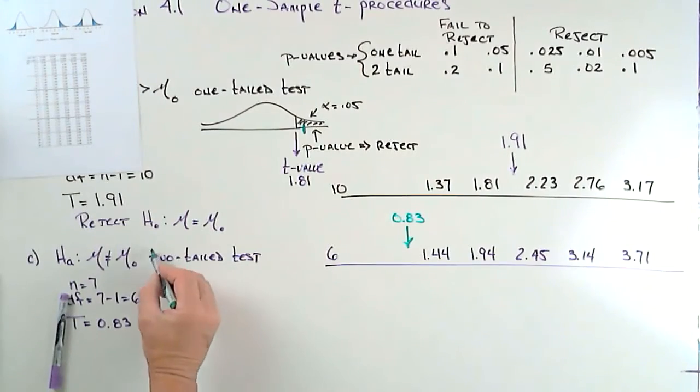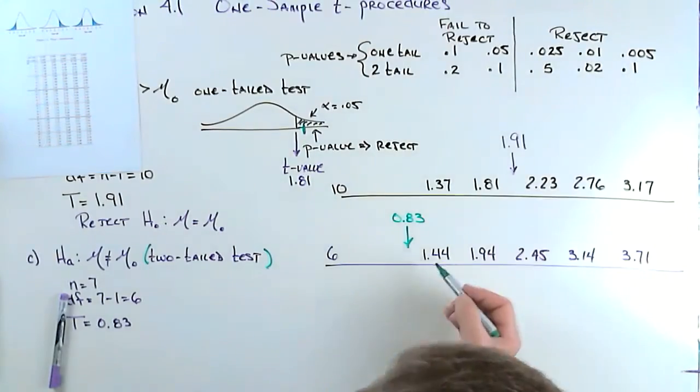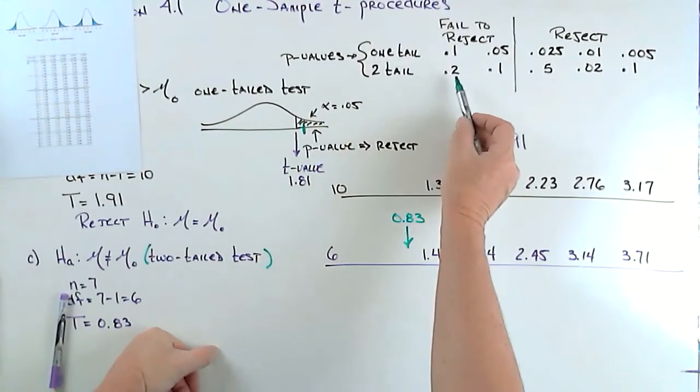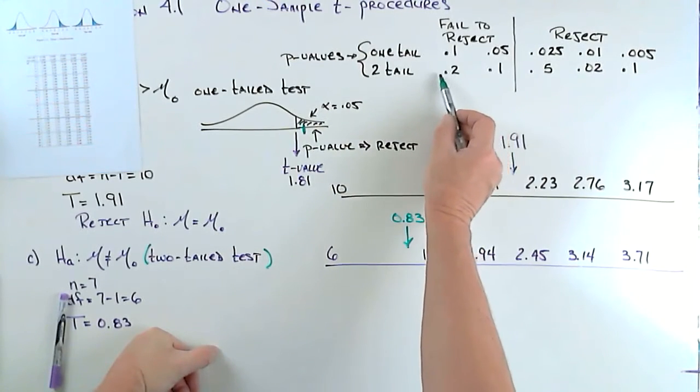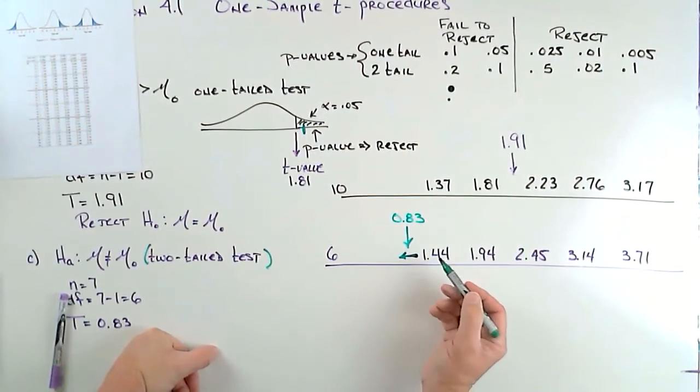Now, we're doing a two-tailed test, so we're going to read the two-tailed row. For a two-tailed test, this is a p-value of 0.2. We're to the left of that.